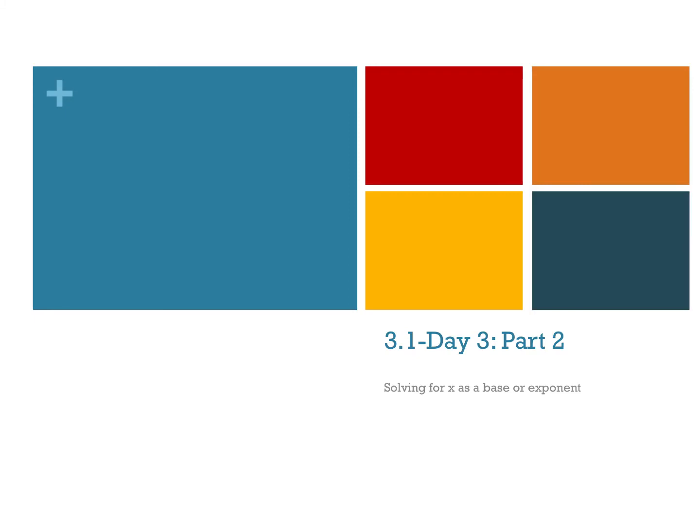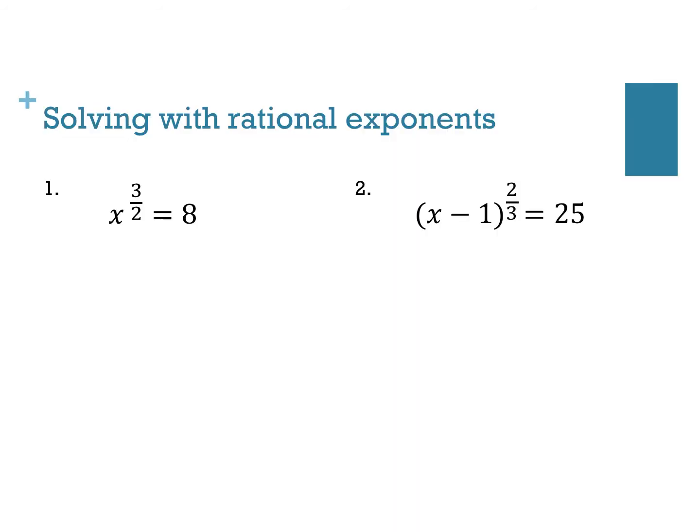So part 2 of today's video series is actually solving for x with rational exponents and radicals. So let's take a look at these two questions. It says solve with rational exponents. So here, instead of simplifying the rational expressions, we're actually going to be solving where there's an equal sign involved.